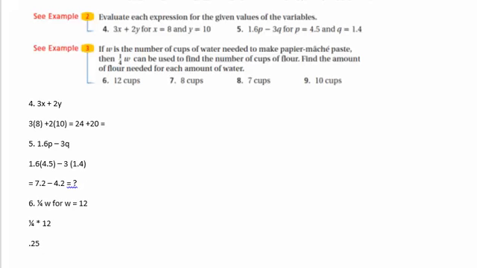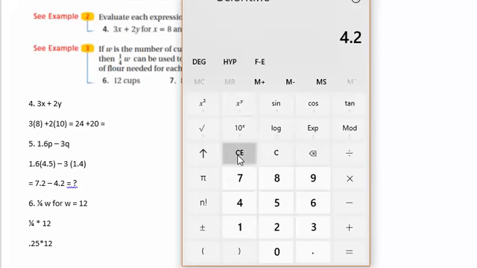1/4 is the same as 0.25, and then times it by 12. Here, let me show you how to find the decimal version of 1/4. You would just take 1, the top number, divided by the bottom number. 1 divided by 4 is 0.25.